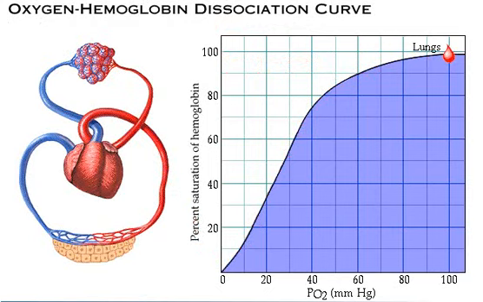In the lungs, the partial pressure of oxygen is approximately 100 millimeters of mercury. At this partial pressure, hemoglobin has a high affinity for oxygen and is 98% saturated. Now click the tissues.